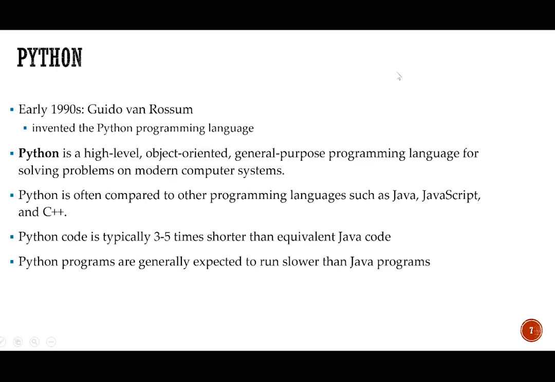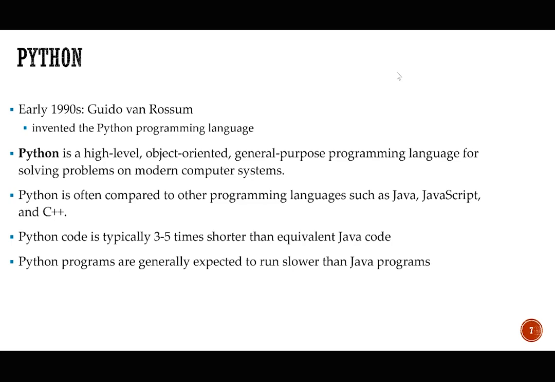A little bit about Python's history. So this gentleman invented the Python programming language in the early 90s. Python is a high-level, object-oriented, general-purpose programming language for solving problems on modern computer systems. A high-level programming language is a language with a strong abstraction from the details of the computer. So we don't need to know the machine language to use Python.